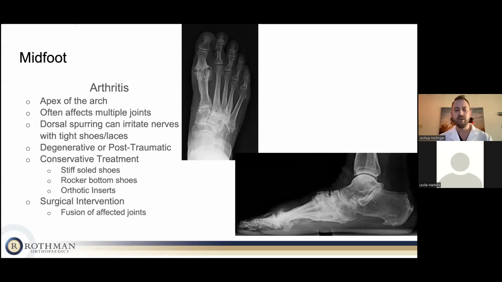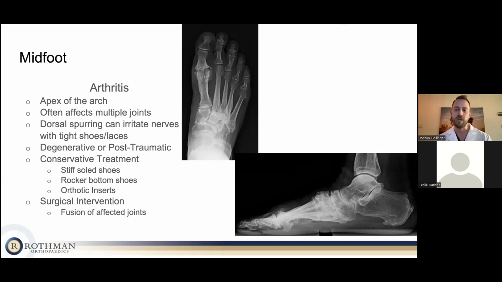This can be degenerative, meaning that it's wear and tear arthritis, just like a lot of hip and knee arthritis, or it can be post-traumatic in nature. It may be due to a previous injury or fracture that you sustained earlier in life, but it's quite common. Conservatively, we often treat this with stiff-soled shoes, so trying to reduce the motion across those arthritic joints. A rocker bottom shoe can be very, very helpful here too, because the shoe's doing some work in terms of rolling off in gait rather than trying to flex through the midfoot to push off.